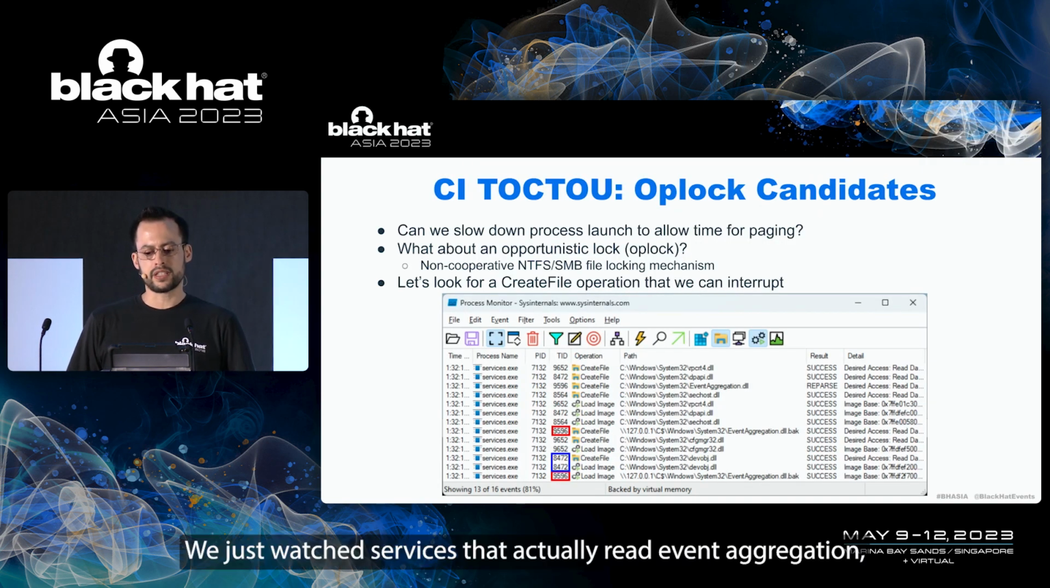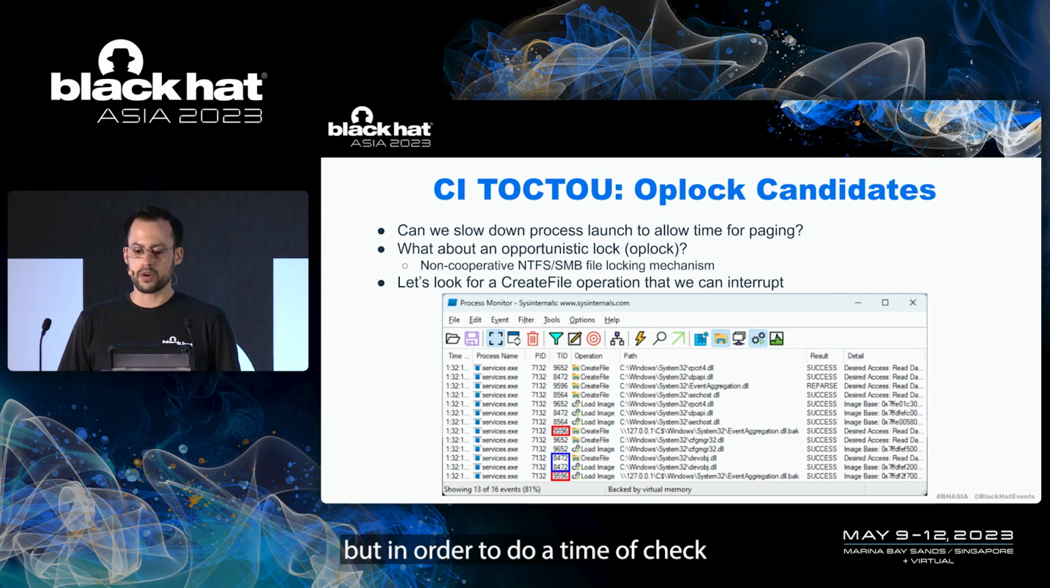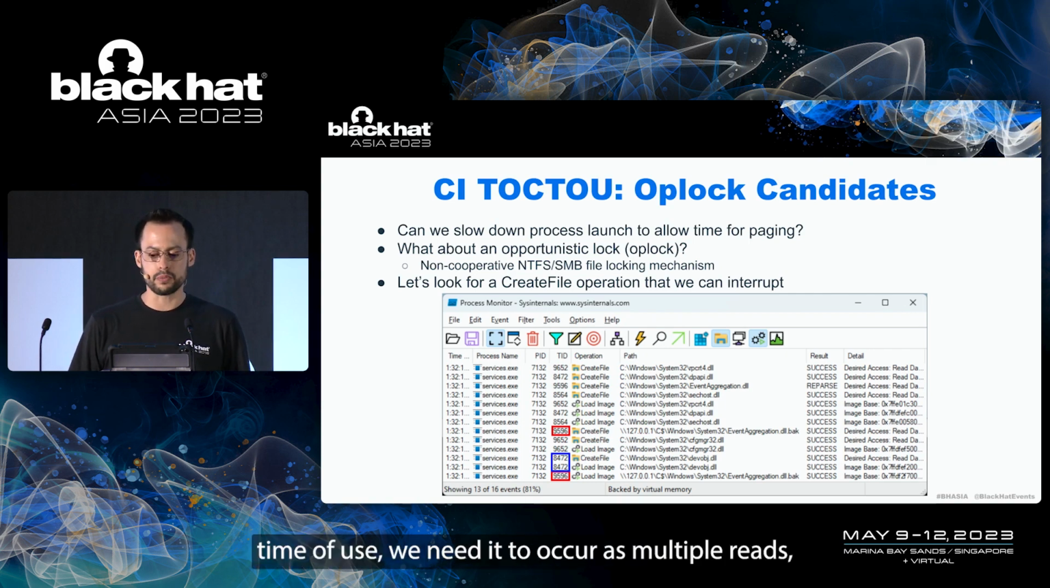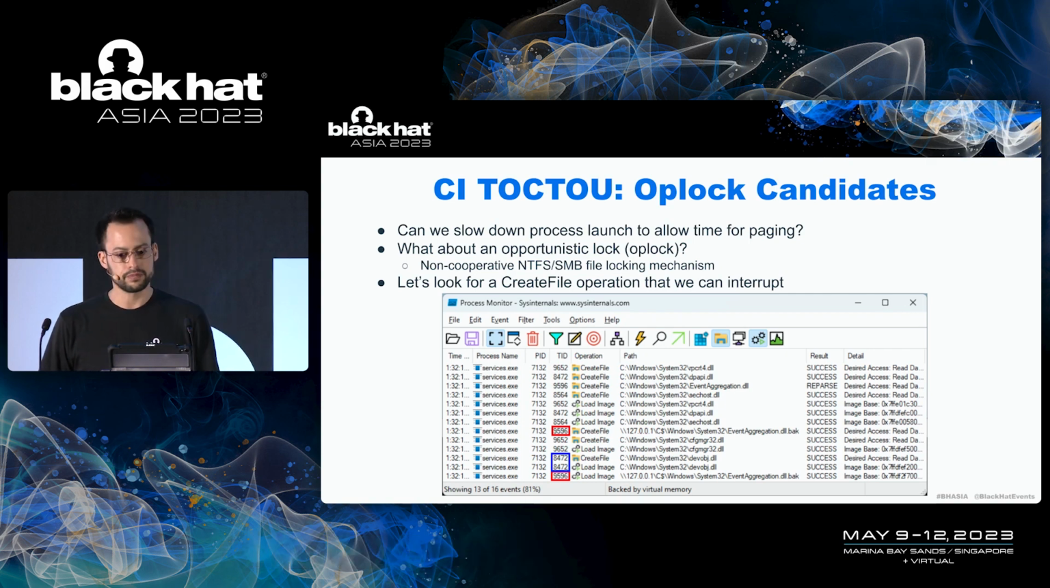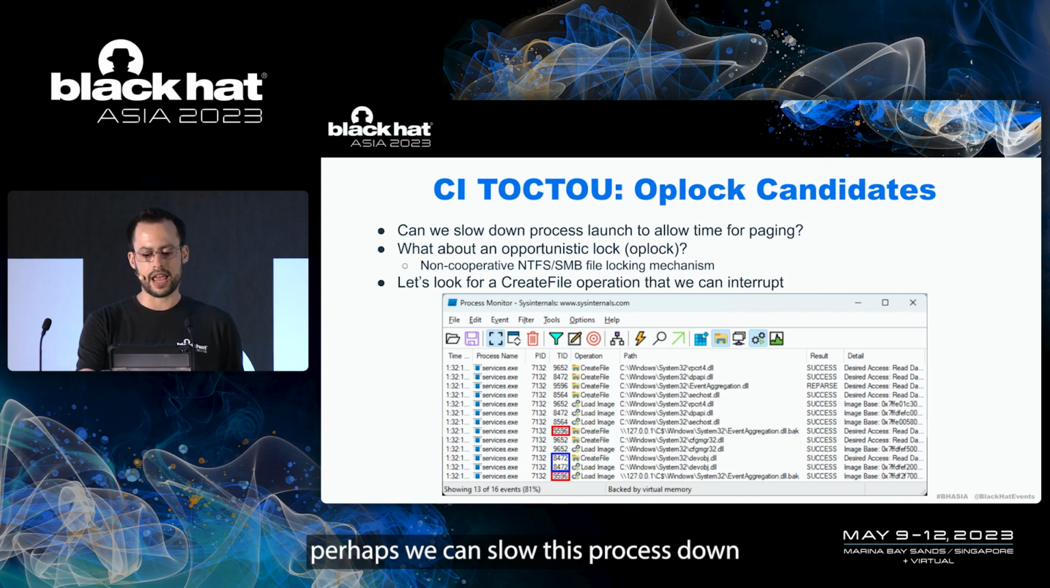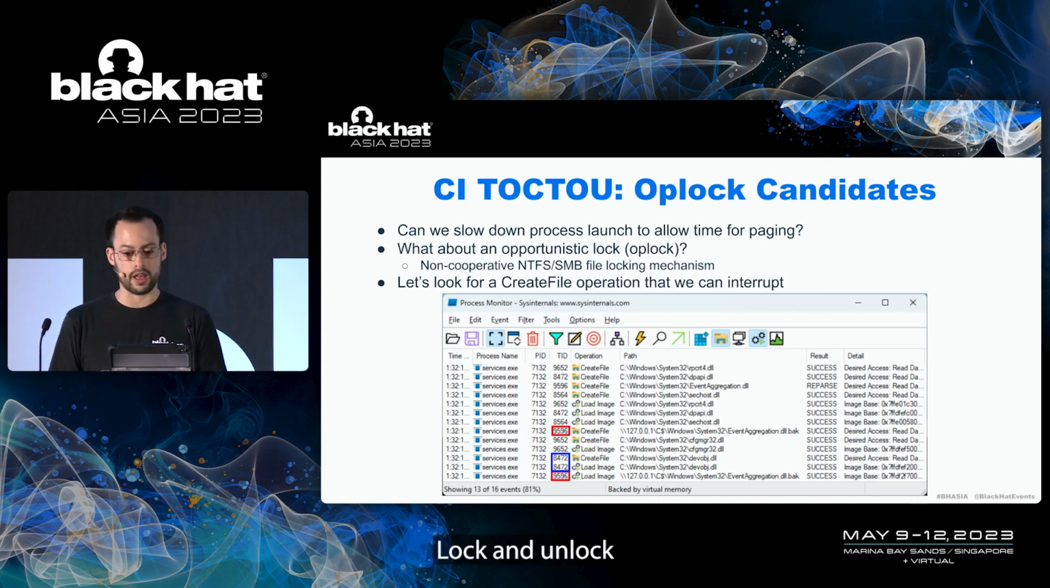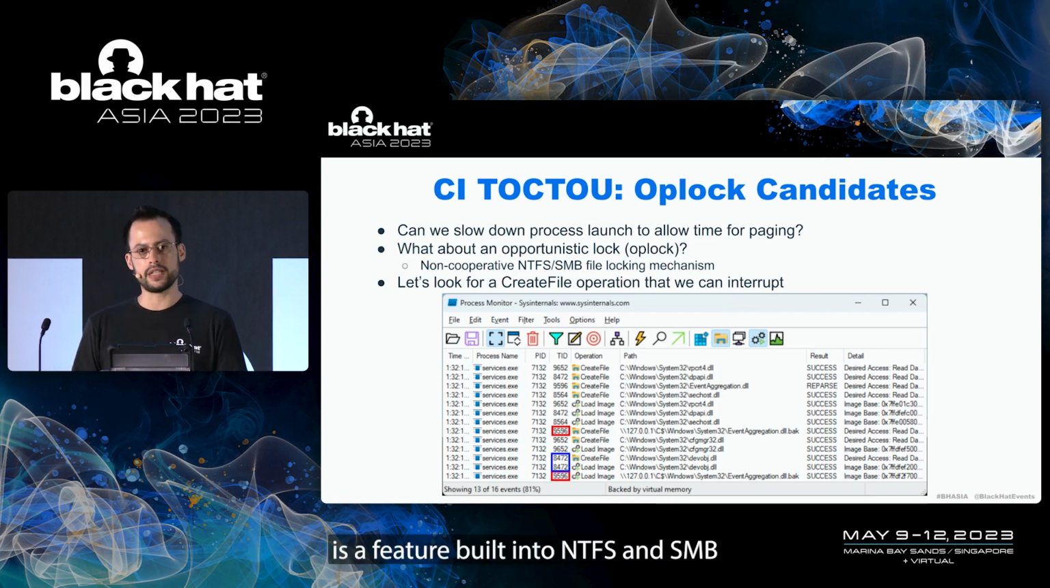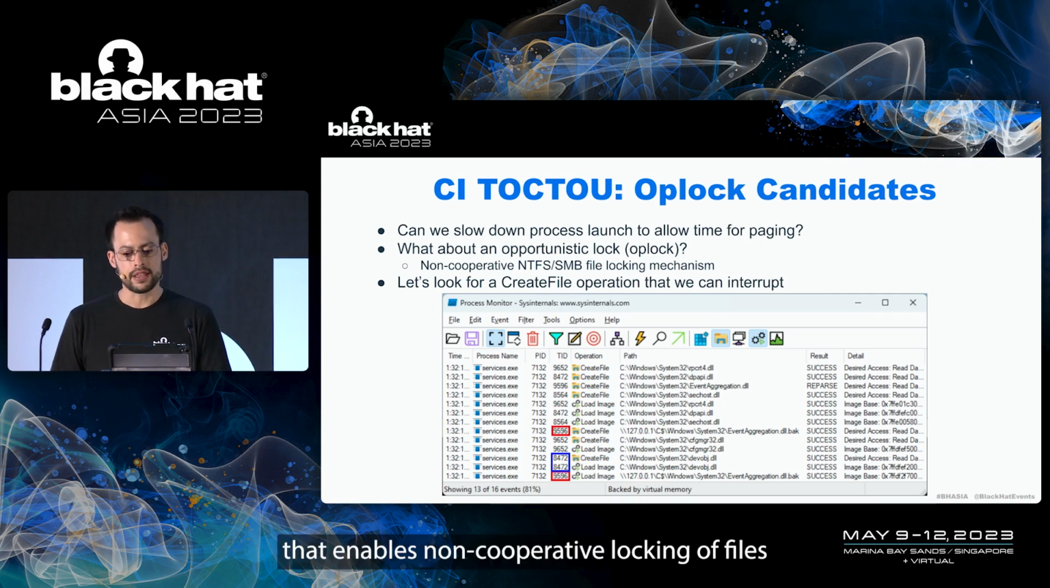We just watched services.exe read event aggregation, but in order to do a time of check, time of use, we need it to occur as multiple reads. Perhaps we can slow this process down using an opportunistic lock, or op lock. An op lock is a feature built into NTFS and SMB that enables non-cooperative locking of files.